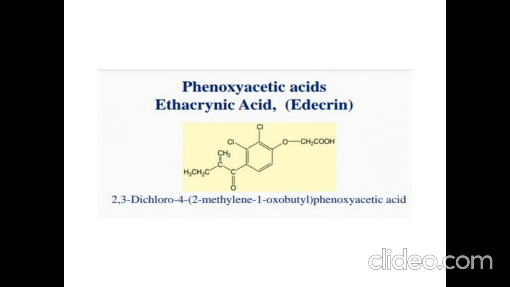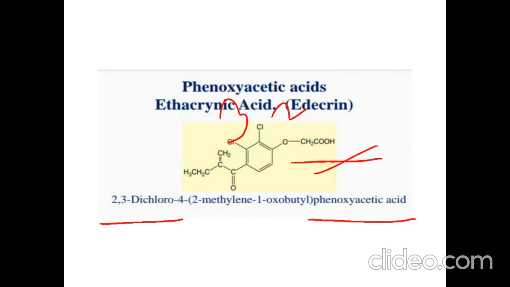So the next class of loop diuretics is the phenoxyacetic acid derivatives, that is ethacrynic acid. The example is ethacrynic acid. So this is the structure, 2,3-dichloro, 1-oxobutyl phenoxyacetic acid. So this is the phenoxy group, CH2COOH is the acetic acid. So this is called phenoxyacetic acid.